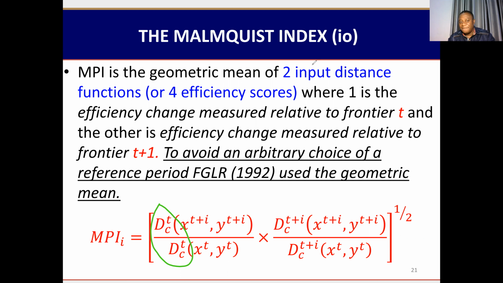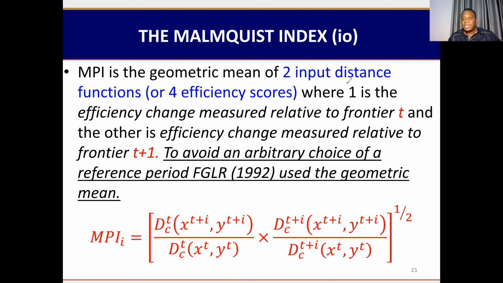Okay, that's the first one. That's efficiency change in relation to frontier T. And then the second one is efficiency change in relation to frontier T plus 1. So you can see this is what makes up the Malmquist productivity change index. Of course, we are doing it in an input-oriented version.